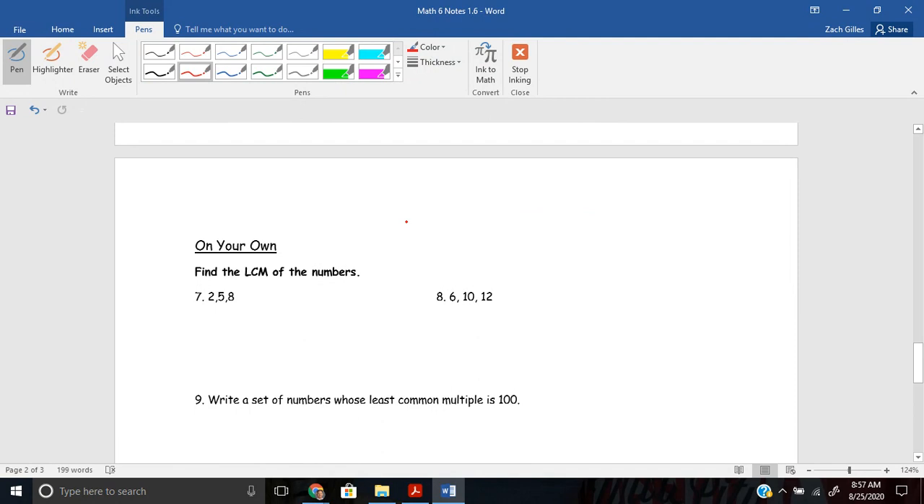So hopefully you're starting to get the hang of it for 7, 8, and 9. Number 7, least common multiple is 40. Number 8, the least common multiple is 60. And then for number 9, it was a little bit more of an open-ended question. It says, write a set of numbers whose least common multiple is 100. So you have to be careful on this one.